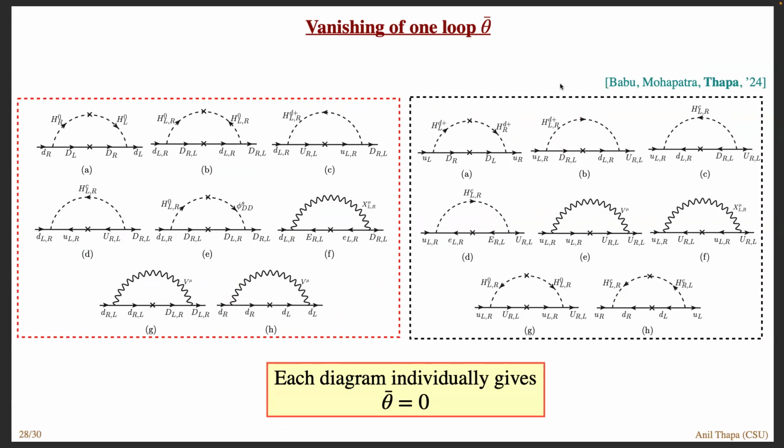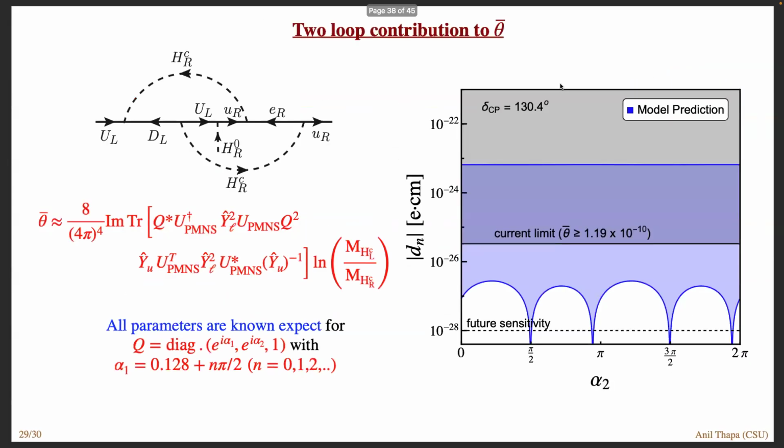Now we can ask about two loop order. Not so easy now. With two loops, there are many diagrams and it's not so easy to calculate. But it turns out I at least found one diagram where theta bar is not 0. Forget again about all the parameters. It has this alpha 1, alpha 2 with some arbitrary phase, and once you plot it, it has enough parameter space where this theta bar can be probed. For example, now this model can be probed through the neutron EDM in the future, at least most of the parameter space, at two loop.